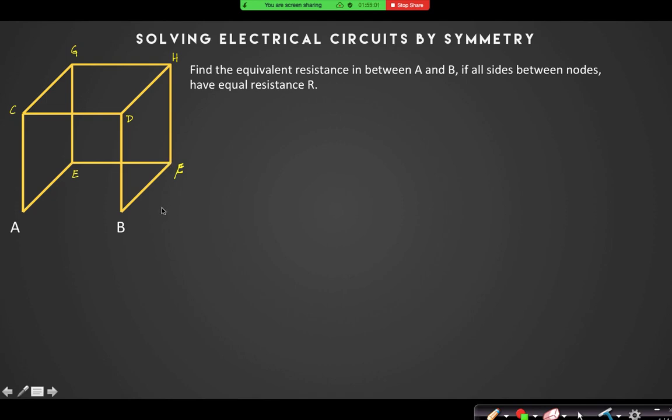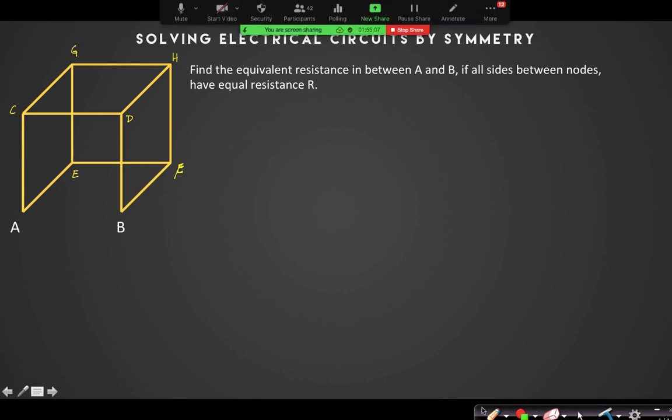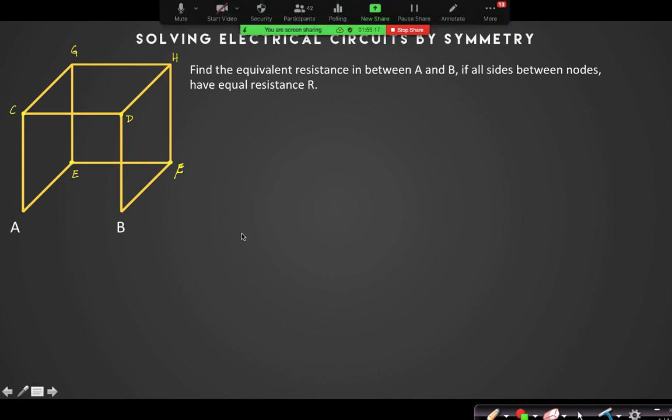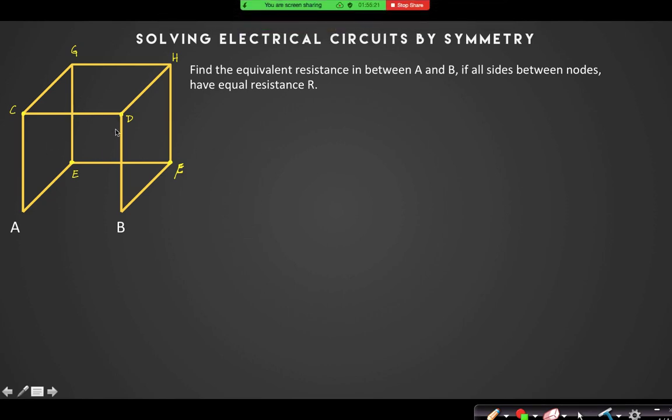So if AC and AE are symmetrical, they will carry the same current. So can I say that the potential of C and E, and similarly the potential of D and F, are the same? Is the answer 5/4? I don't remember actually. Let me try to solve it now.